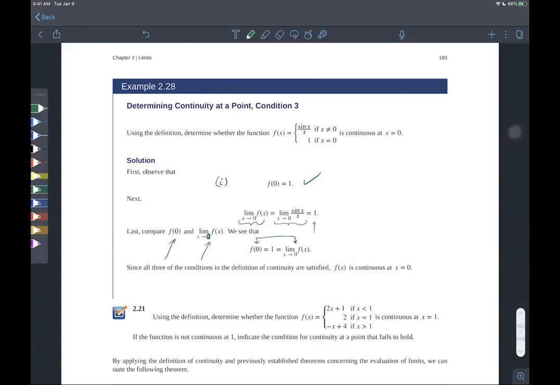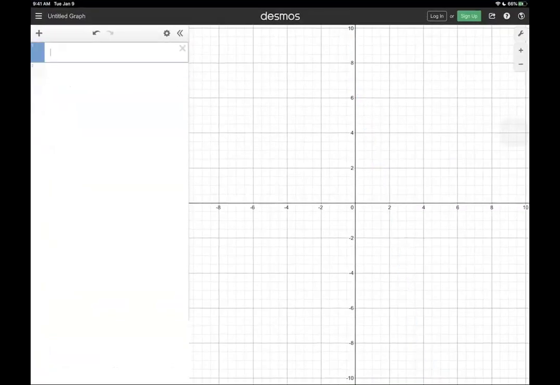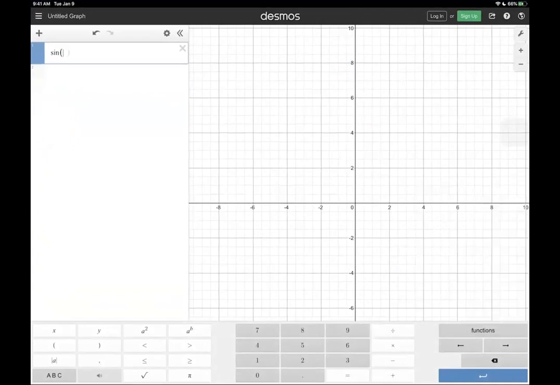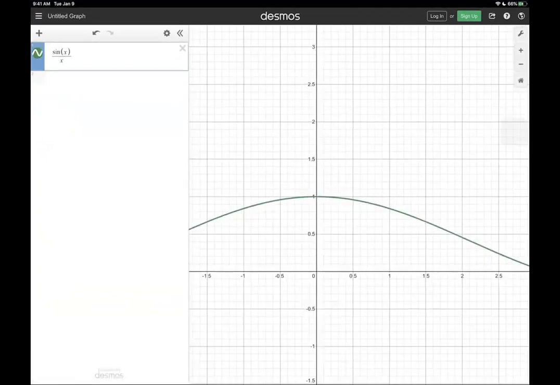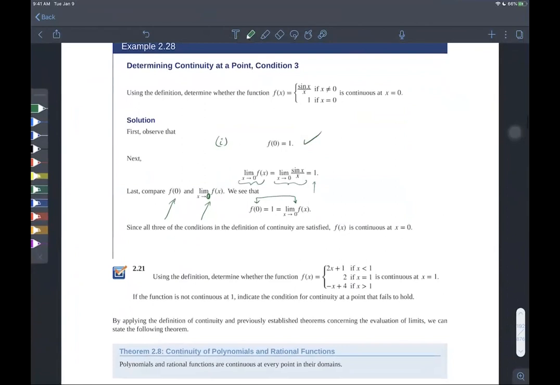And just to quickly check the limit as x approaches 0 of sine x over x, let's check this graphically. Sine x over x. And you can see, even though this function is not defined when x is equal to 0, it's undefined there. But we can make a piecewise function where if x is equal to 0, then the function value is 1. And therefore, the limit does exist. It is equal to 1, as you saw from the graph. And the function value is defined to be 1.